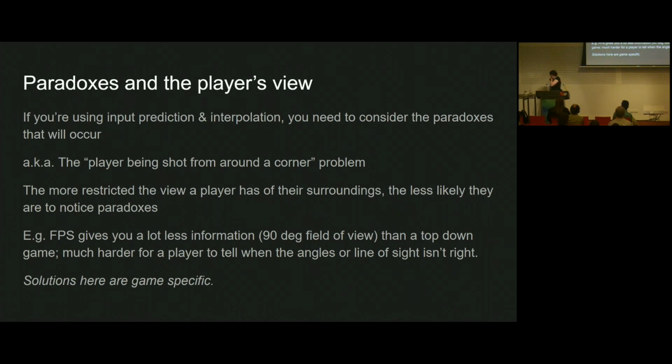For example, in a first-person shooter, you've only got that 90 degrees field of view, so it's much harder to see if someone has shot you from behind or doesn't have a clear line of sight. But if you were doing a top-down game, then this can be very obvious, right? It's like, well, clearly you just shot through a wall. That doesn't make sense. Solutions for dealing with this are incredibly game specific because it's going to totally depend on your game design.